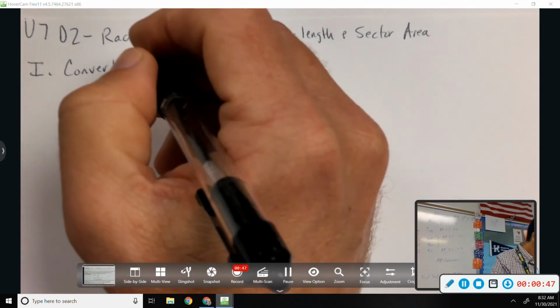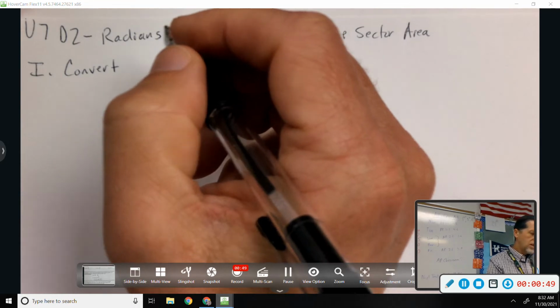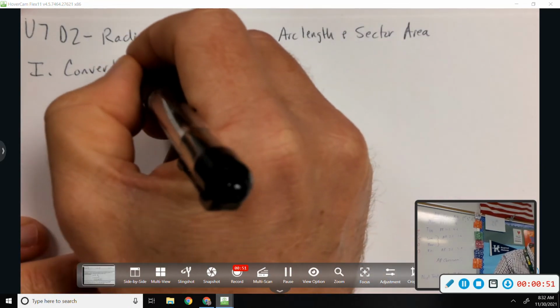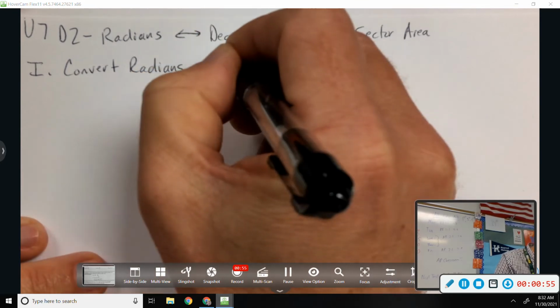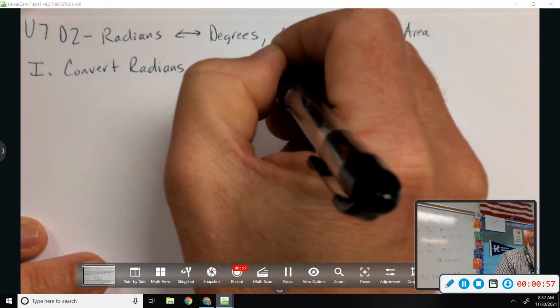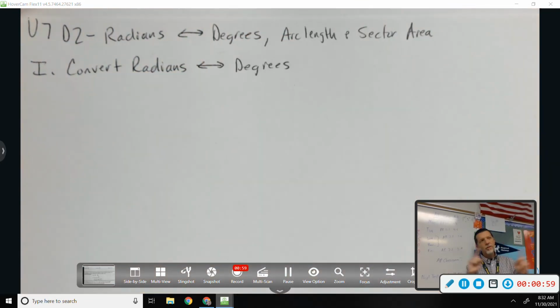So, Roman numeral 1 of 2. That might be a little misleading, though, because both of them are lengthy. Convert radians to degrees and degrees to radians. So I'll just show that with an arrow going both directions. We'll give you one and ask for the other, and then give you the other and ask for the first, either way.